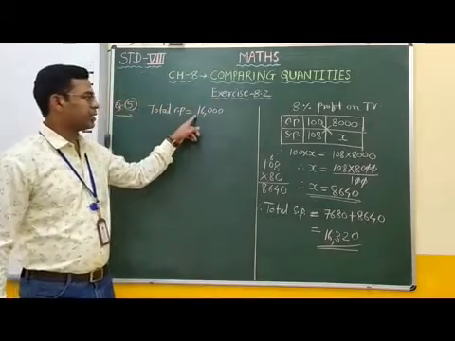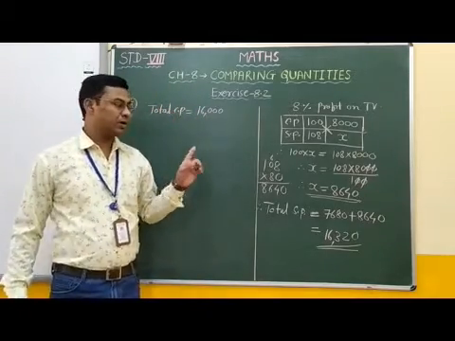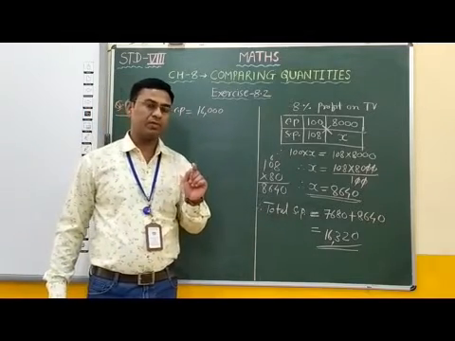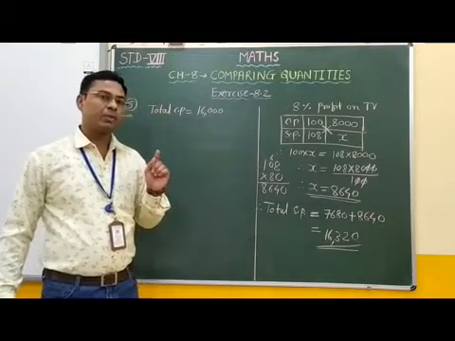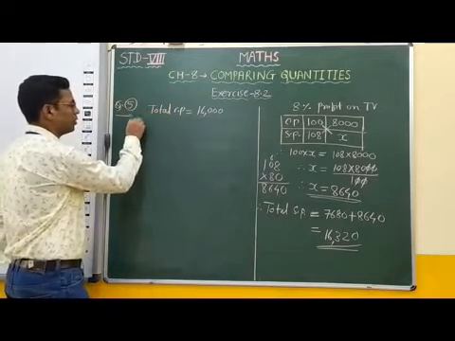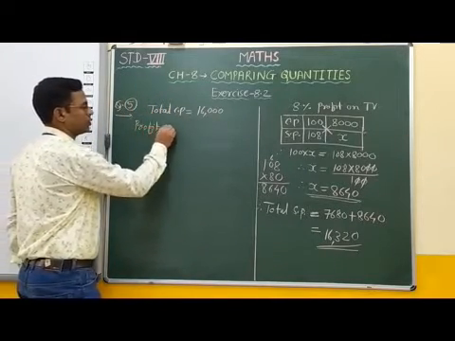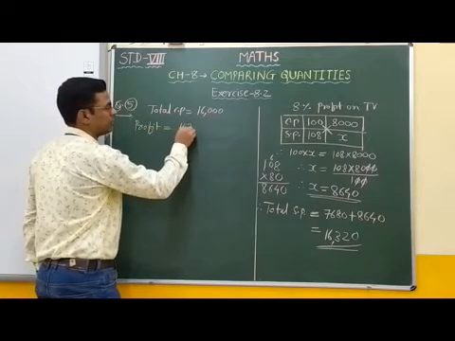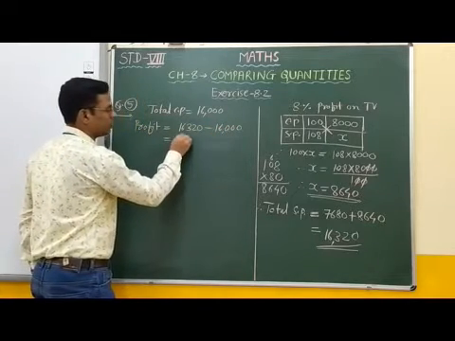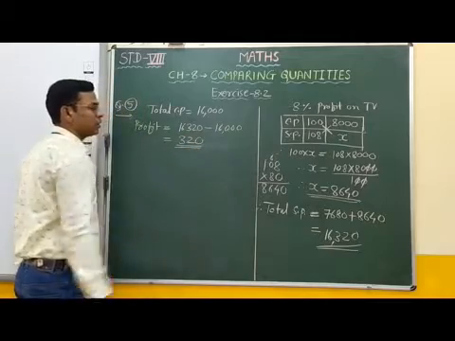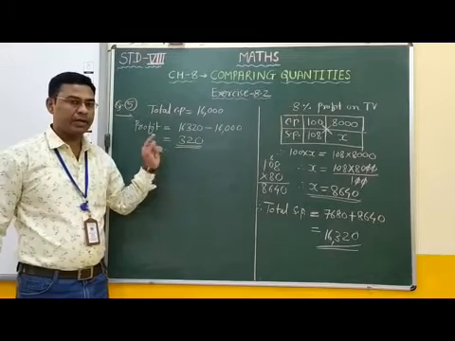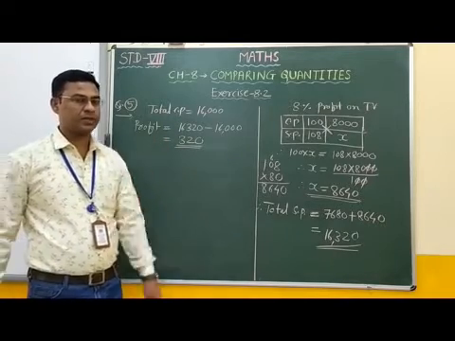Now students, if you observe here, total selling price is equal to 16,320 and total cost price is equal to 16,000. Therefore here selling price is greater than cost price. Therefore here profit. Therefore we can say that shopkeeper made profit in whole transaction. Therefore profit is equal to 16,320 minus 16,000, which is equal to 320. Therefore shopkeeper made profit of rupees 320 in whole transaction.